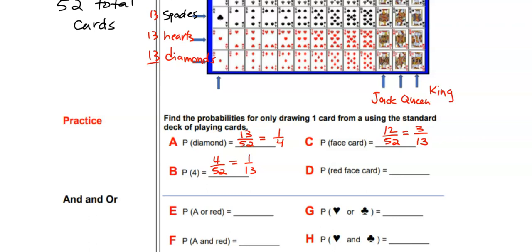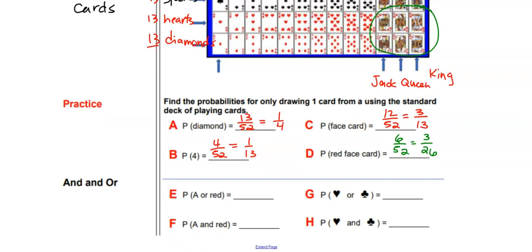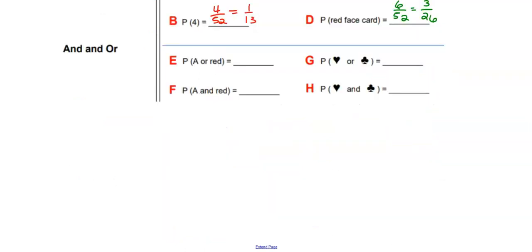And then letter D says a red face card. So a red face card would be these 6 right here, would be our red face cards. So 6 out of 52, which would be 3 out of 26 as a reduced fraction. Okay, now we're going to look at a couple and or problems. So or means either one. And means it has to have both, I'm going to say both properties.